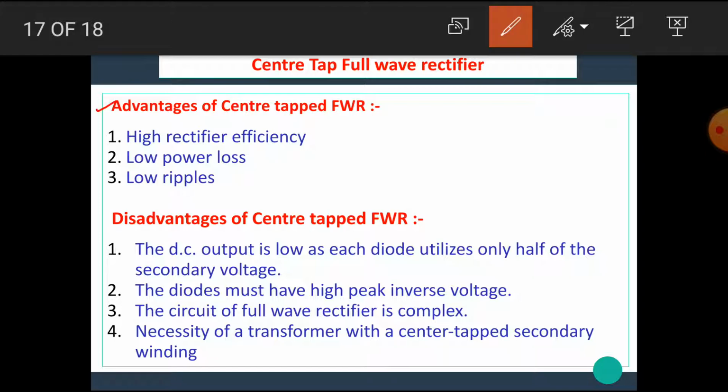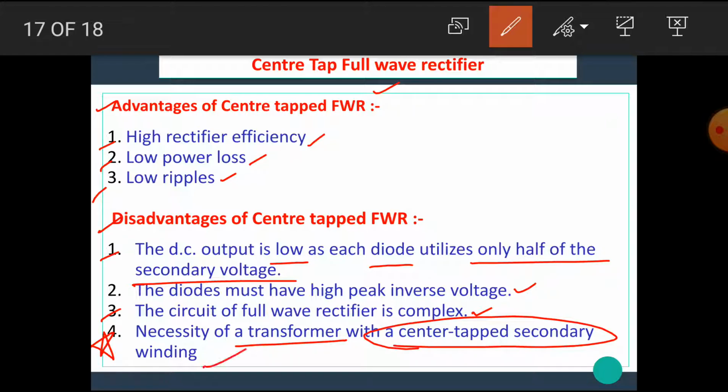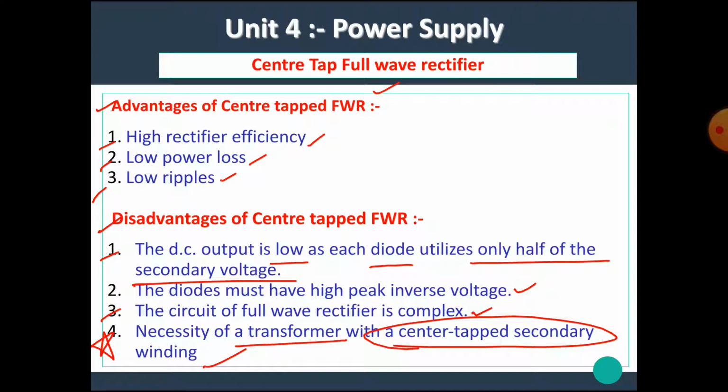Now let's see some advantages of center tap full wave rectifier. The first one is high rectifier efficiency, second one is low power loss, and third one is low ripples. There are some disadvantages of the center tap full wave rectifier. The first one is the DC output is low as each diode utilizes only half of the secondary voltage. The diodes must have high peak inverse voltage. The circuit of full wave rectifier is complex, and the main disadvantage of the center tap full wave rectifier is that there is a necessity of the transformer with center tap secondary winding. This is the main disadvantage of this rectifier.